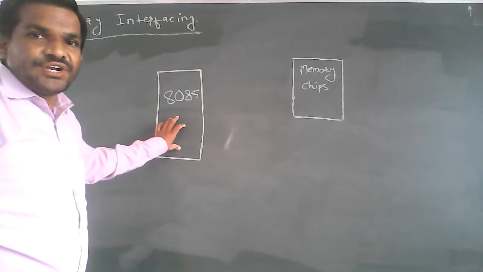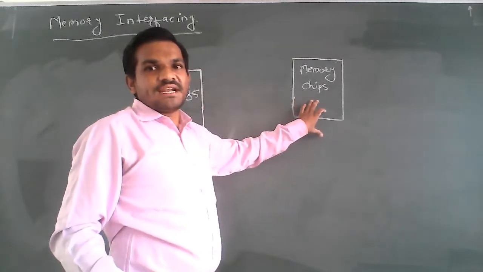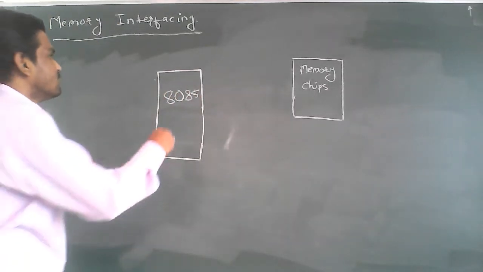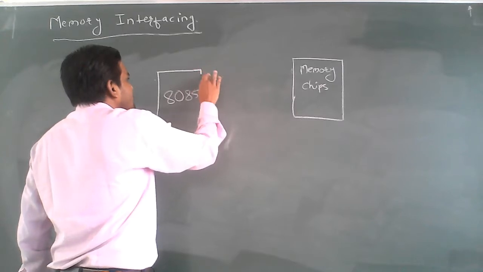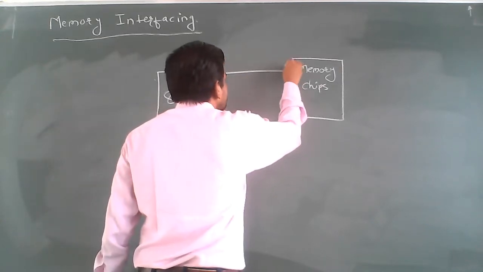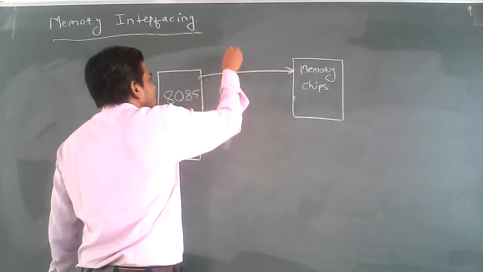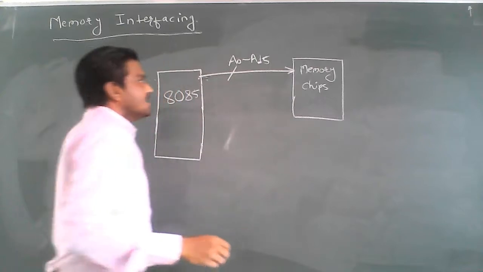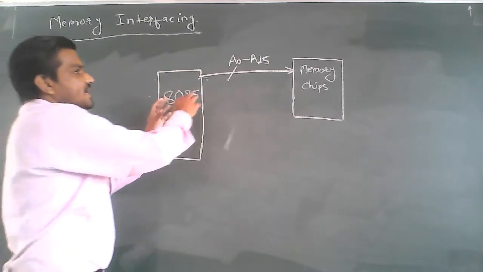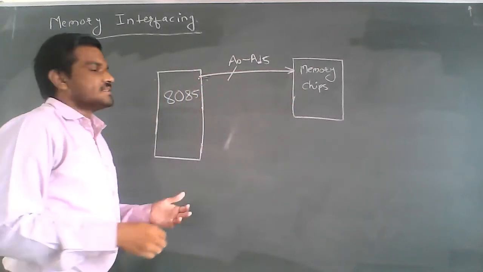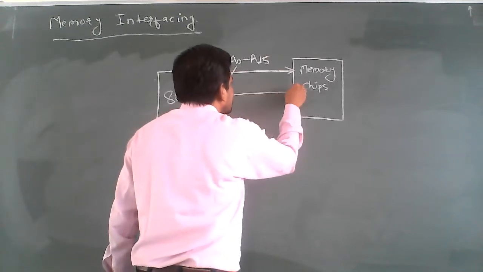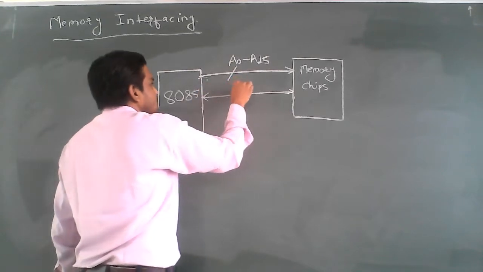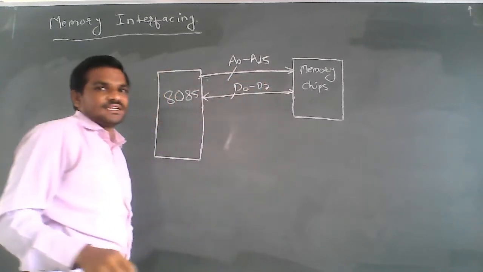So this is my 8085, this is my memory chip, and I wanted to interface this memory chip with the 8085. On the 8085 I have the address bus, A0 to A15. Sixteen address lines are there, from A0 to A15, which will be connected to the memory chip. Then we have a data bus, which is bidirectional. D0 to D7 data bus is connected.